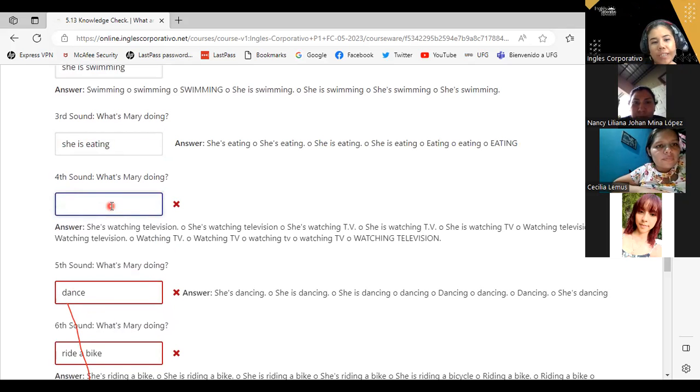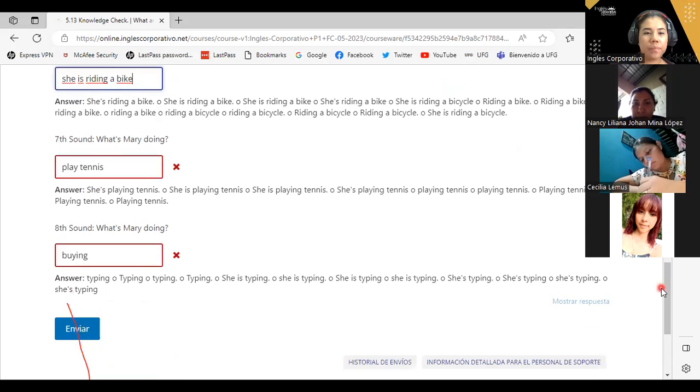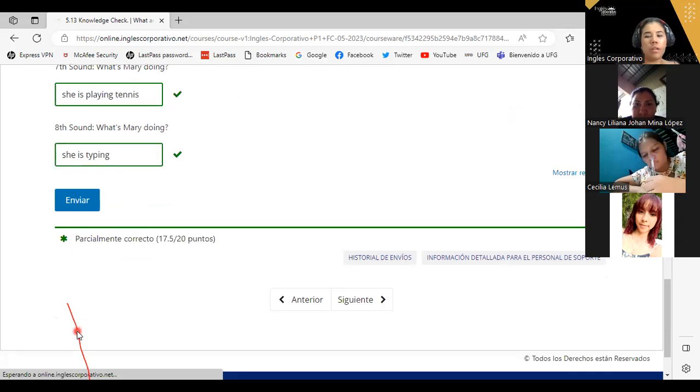Okay, y la otra, she's watching television. Esa sí la escuchamos. Watching TV también, si no lo quiero poner completo. Vamos a ver la siguiente. She's dancing. Muy bien, she's dancing. She's riding a bike. Riding a bike. Porque estamos hablando de ella, entonces todos van a ser she. She is playing. She is playing tennis. Muy bien. And she is? Typing. Muy bien. Vamos a corregir.